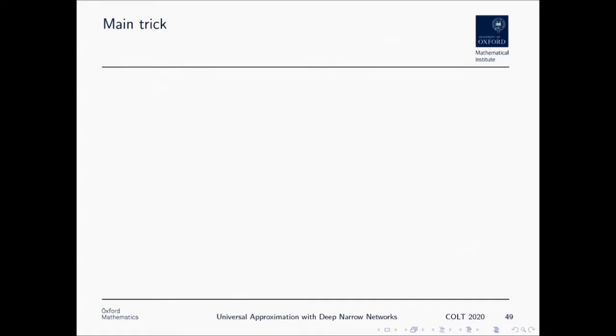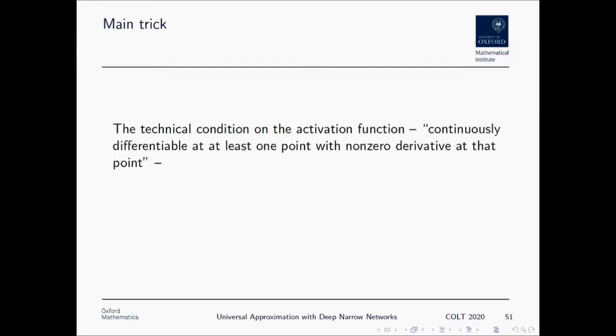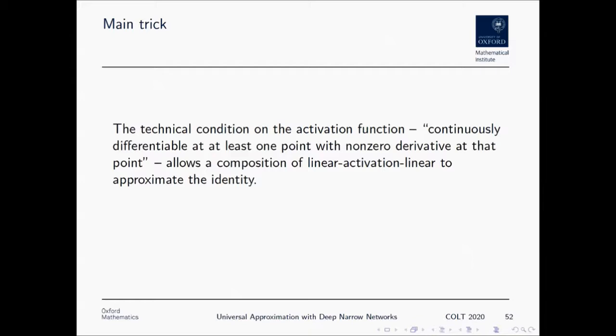And there's one main trick we're going to be using here, and it's based off this technical condition on the activation function. So I'll state that again, continuously differentiable at least one point with non-zero derivative at that point, saying that locally there's some point where we look like a non-zero straight line. And this is then going to allow us a composition of a linear map with the activation function with another linear map to approximate the identity function. And this is possible because we can use our first linear map to zoom in on this little point where we know that we look like a straight line. Then we pass through our activation function, which is locally linear, approximately linear. And then we use our second linear map to zoom back out again. And so overall, it looks like some linear map that we can control. And in particular, we're going to ask that it look like the identity.